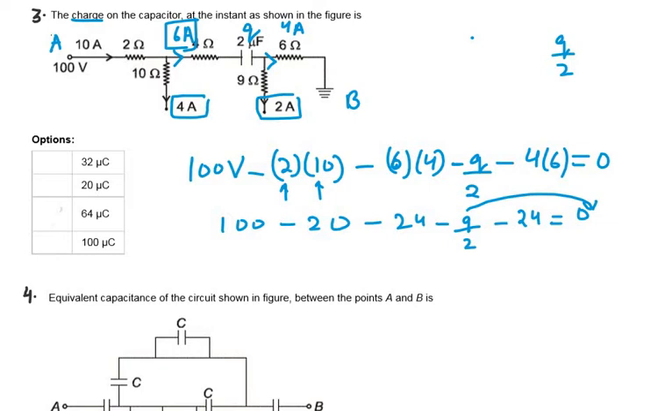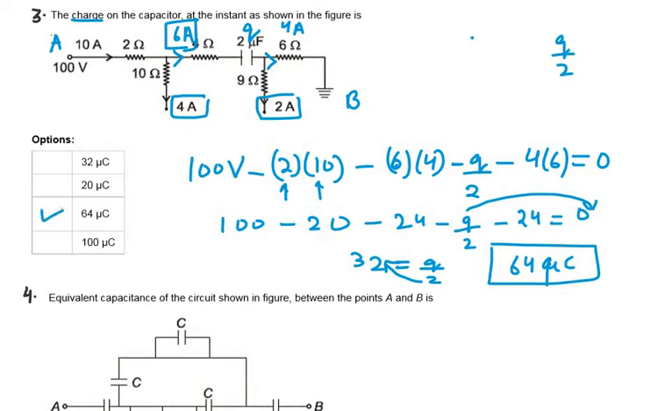So 80 minus 24 is 32, and 32 equals Q over 2. Now this 2 will come over here, so it will be 64 microcoulomb. So the Q charge is 64 microcoulomb, that is the third part.